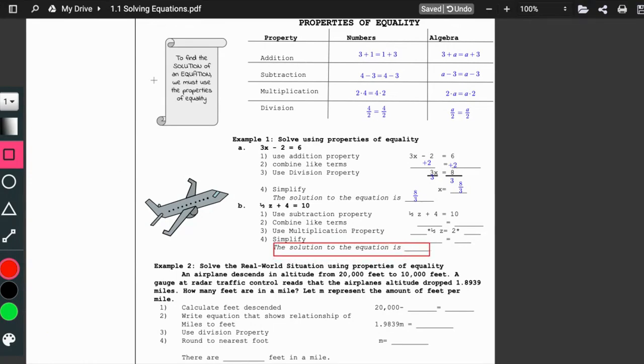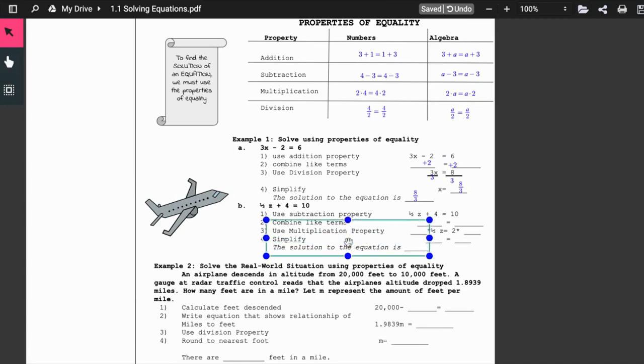Oh my gosh, look at me doing it on the wrong thing. Okay. How do I move? Oh my gosh. It's taking too long. Okay, there we go.